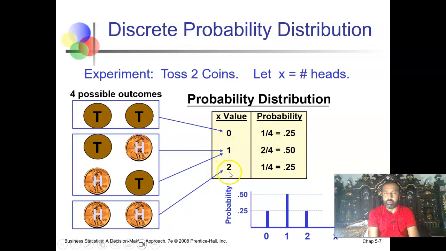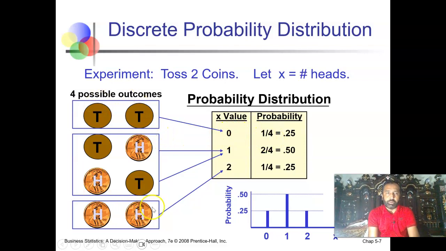Now to find out the probability that there will be 0 head in 2 coins or 1 head or 2 head in 2 coins, we will see in how many outcomes we are having 0 head. So out of 4 possible outcomes, there is only one outcome where we have 0 head. This probability will be 1 over 4.